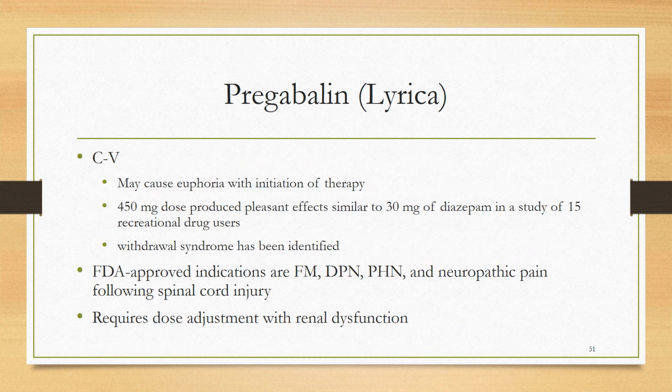Actually, that's right here. So the euphoria with initiation of therapy. Truth be told, you probably see that euphoria with gabapentin as well. 450 milligram dose produced pleasant effects similar to 30 milligrams of diazepam in a study of 15 recreational drug users. There can be some withdrawal symptoms. And then this is approved for fibromyalgia syndrome, FMS, diabetic peripheral neuropathy, and postherpetic neuralgia with neuropathic pain as well. Again, renally dose adjusted.